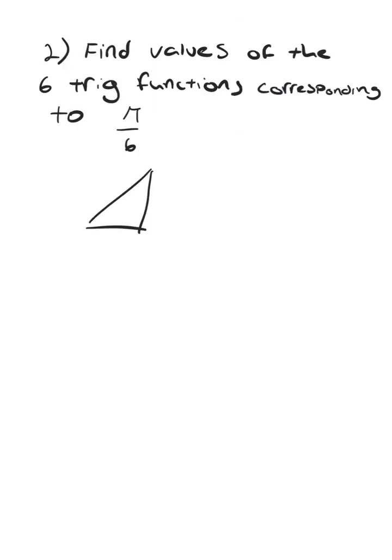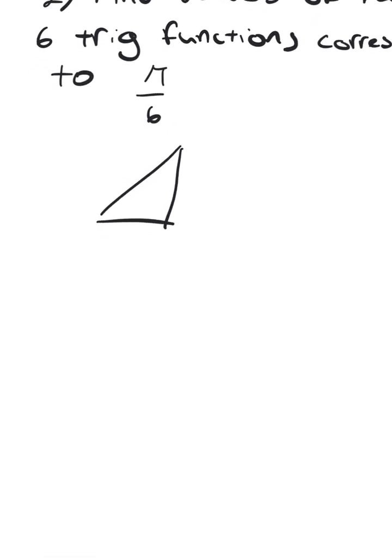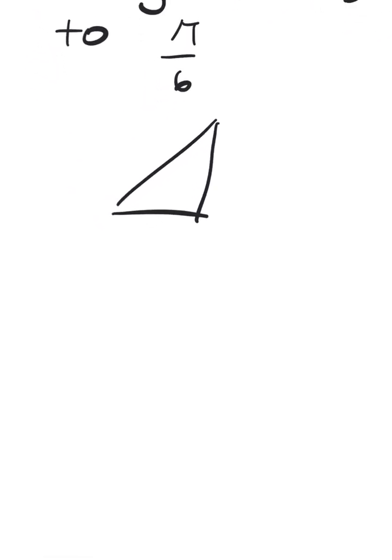All right, next question. Find values of the 6 trigonometric functions corresponding to pi over 6. So first we must understand the right triangle. This side is 1 and this side is the square root of 3. We know that based off pre-calc and stuff we've learned previously. But we must find the hypotenuse. And now how do we find the hypotenuse?